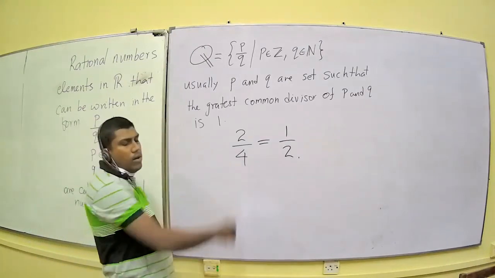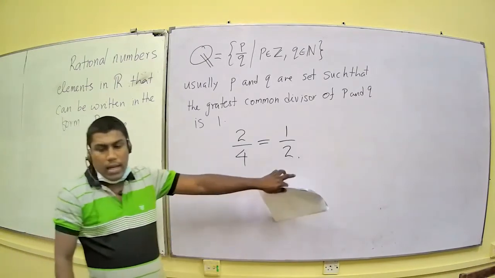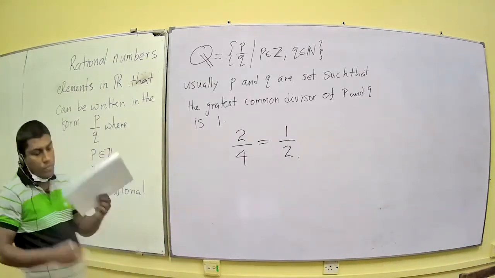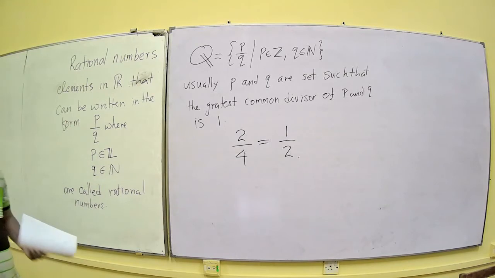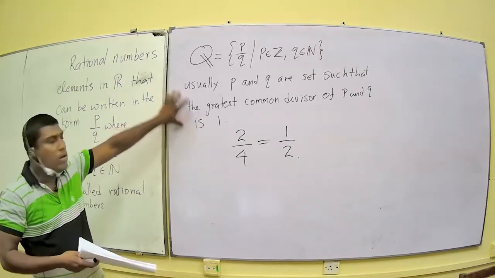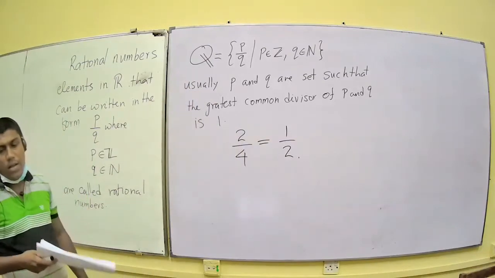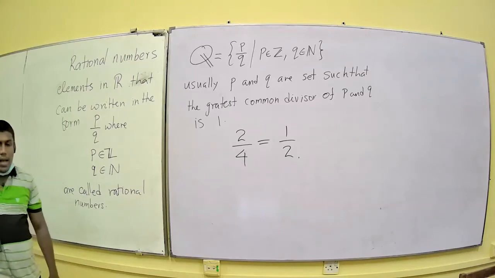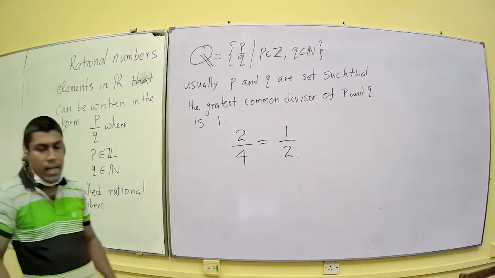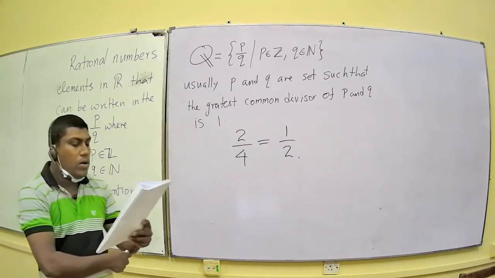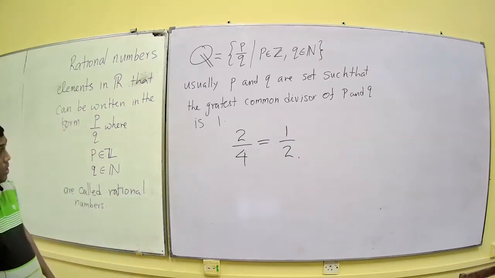So we don't usually write 2 upon 4. We write it as 1 upon 2. That's the usual procedure, and that is what is given here. Whenever you write fractions, you try to write them such that the numerator and the denominator have 1 as their greatest common divisor. So that's how we do it.